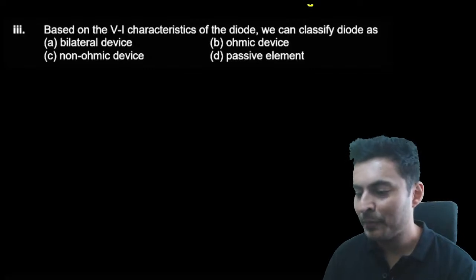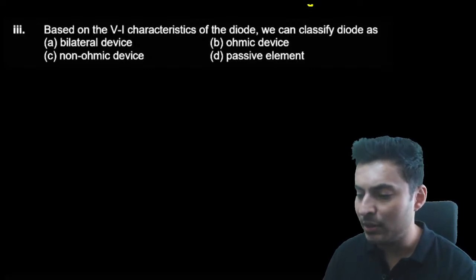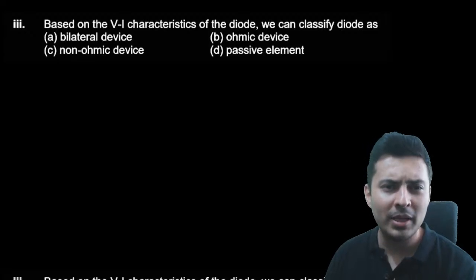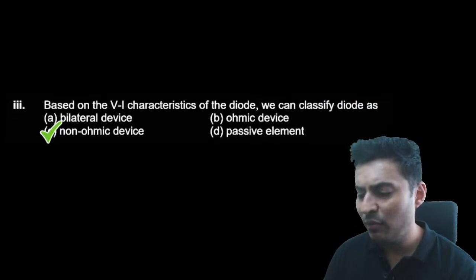Based on the VI characteristics of the diode, we can classify the diode as a bilateral, ohmic, non-ohmic, passive element. Yes, C for Captain Shreyas.